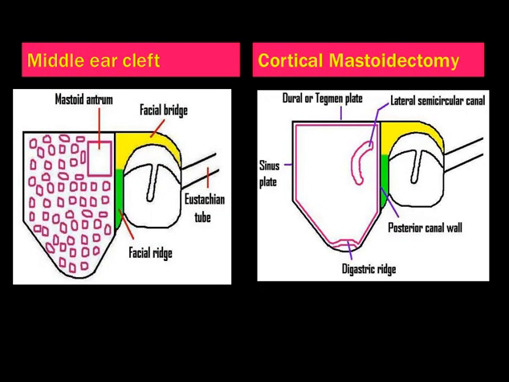What are the boundaries of the cortical mastoid surgery? They are dural or tegmen plate superiorly, dural plate posteriorly, the sinus plate, inferiorly is the digastric ridge, and the anterior boundary is the posterior bony canal wall, and the deep boundary or the floor is the lateral semicircular canal. This is very important. Okay, this is the floor, superior wall, posterior wall, anterior wall, and the inferior wall.